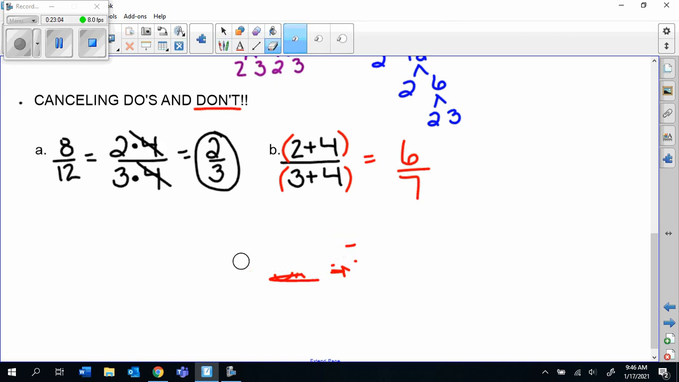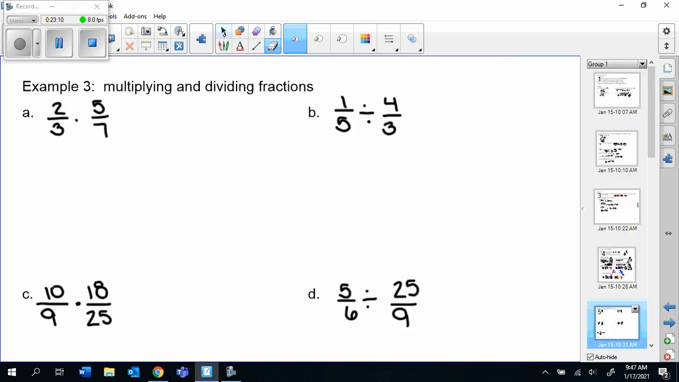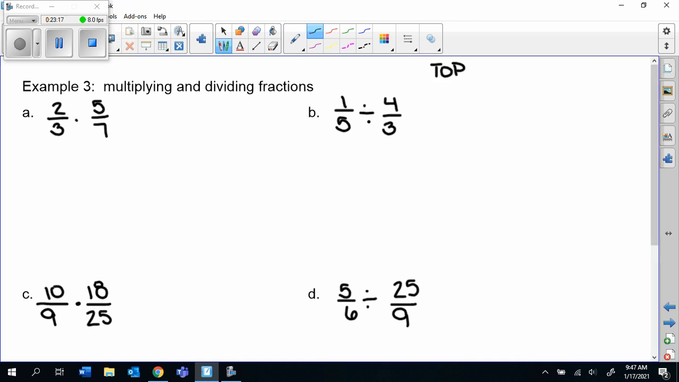All right. Moving on. So now we're going to multiply and divide fractions. In general, we multiply the top to the top, and we multiply the bottom times the bottom, numerators and denominators.